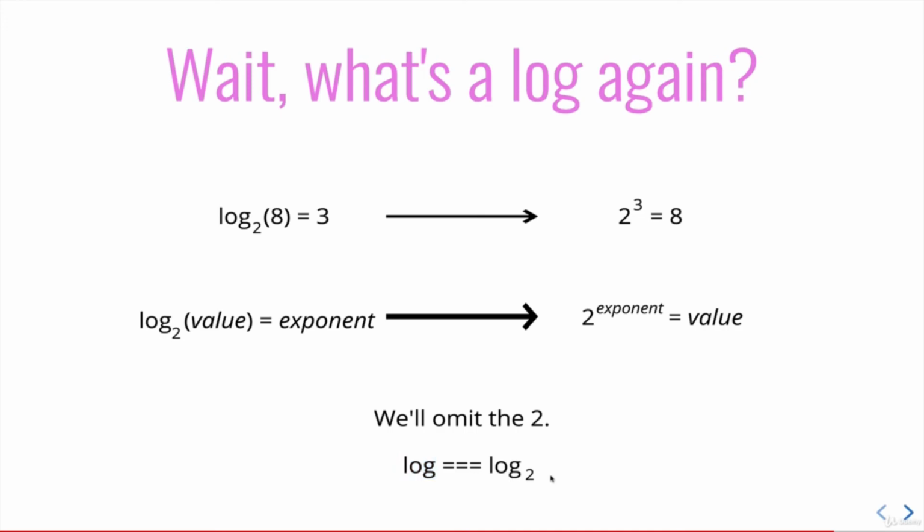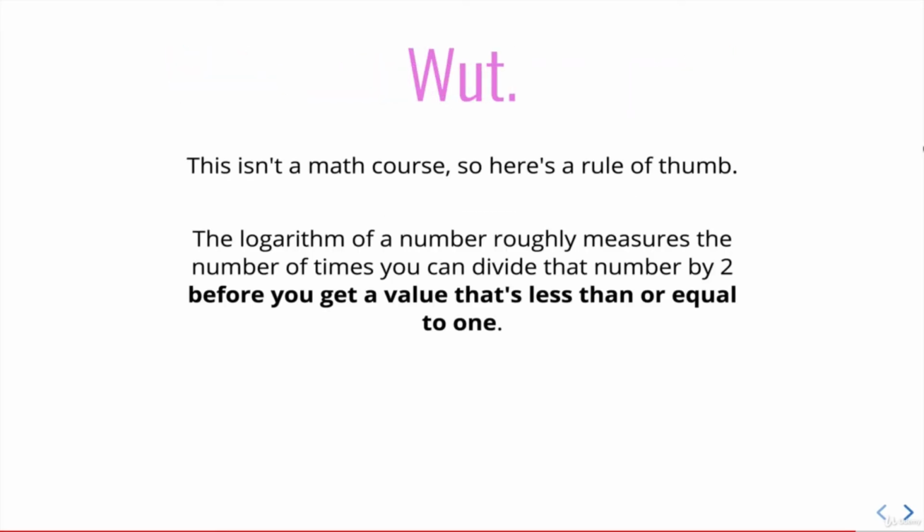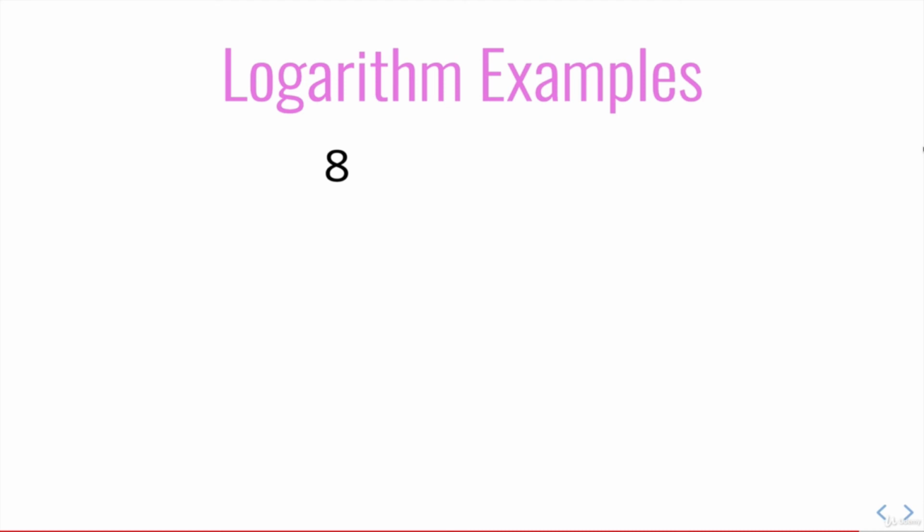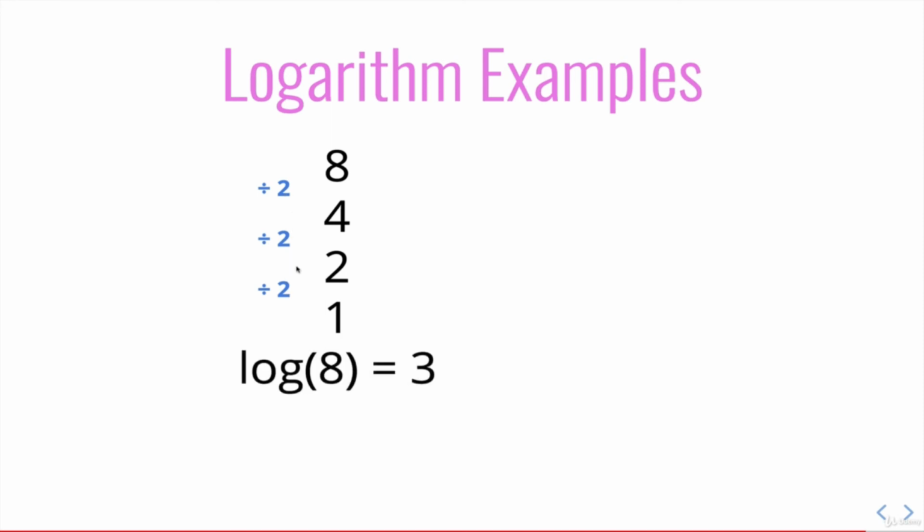But in literature, in things that you'll see online around big O notation, the shorthand is just log. If you want a rule of thumb, just to calculate it roughly, the binary logarithm of a number roughly measures the number of times you can divide that number by 2 before you get a value that's less than or equal to 1. So if we have 8, we're going to divide it by 2, and it's still greater than 1. So we're going to divide by 2 again. It's still greater than 1. Divide by 2 again. Now we hit 1. So that means 3. We divided 3 times, so the answer is 3.